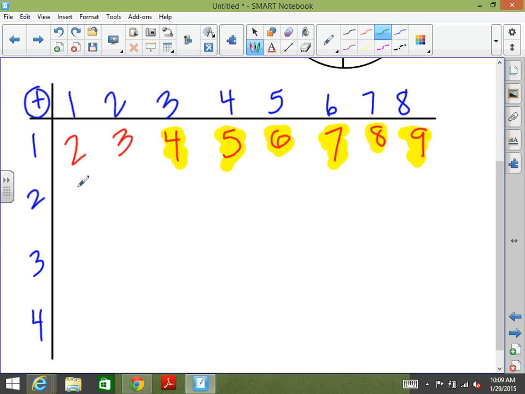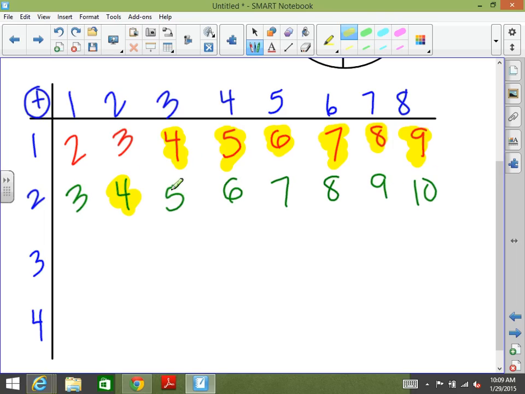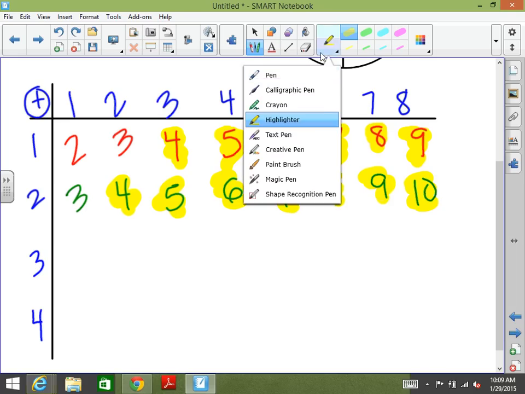Okay, next row. 2 and 1. 2 and 2. 3 and 2. 4 and 2. 5 and 2. 6 and 2. 7 and 2. 8 and 2. Okay, we're going to highlight any number that's greater than 3. Or circle it.